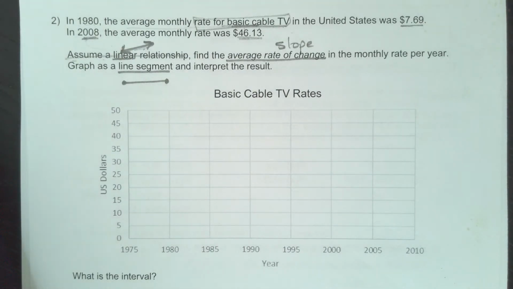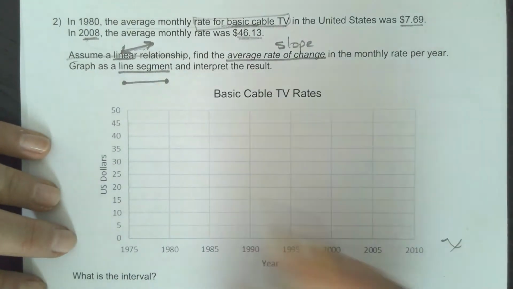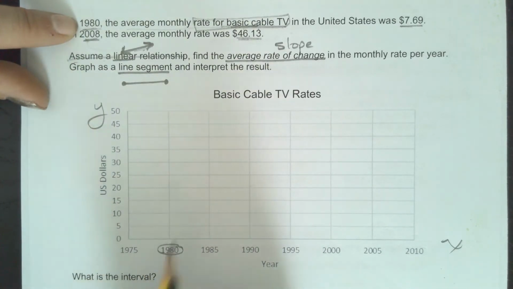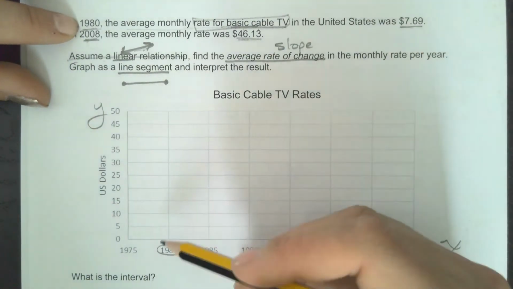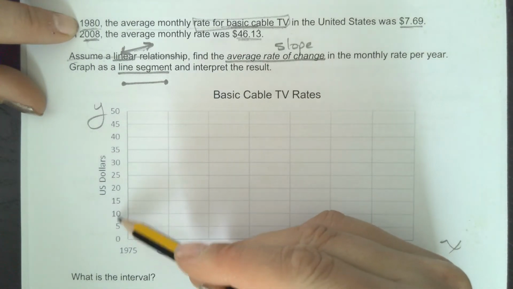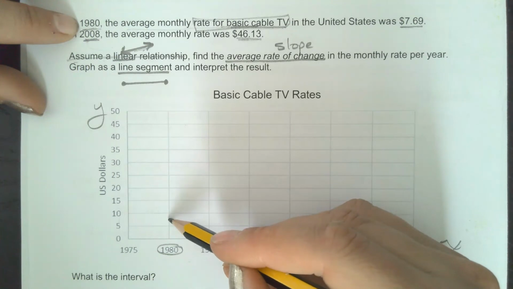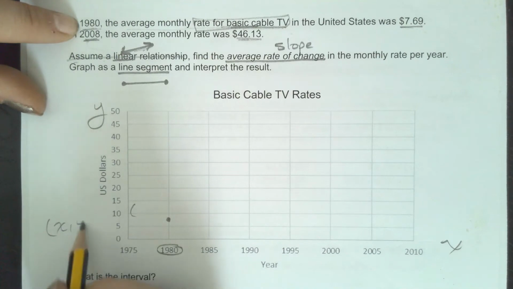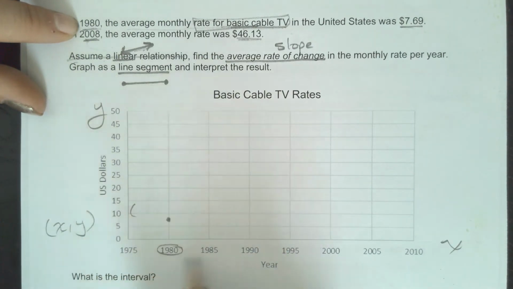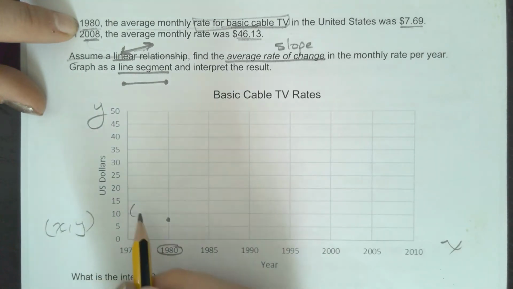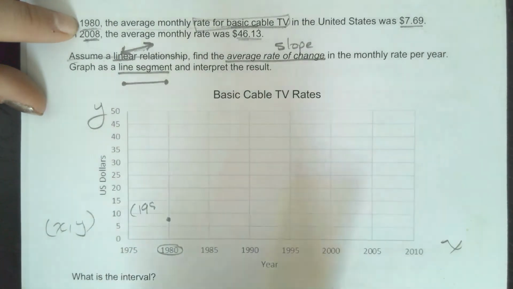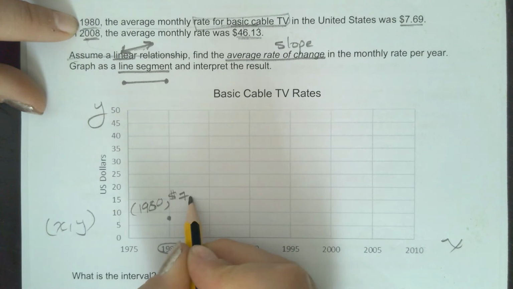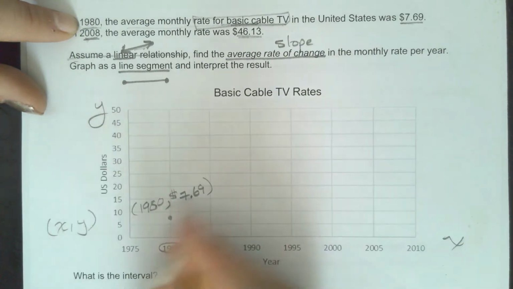So let's graph it. So here we have X and here we have Y, and it says in 1980, here's 1980, it was almost $8. Where's $8? Okay, so it's somewhere between 5 and 10, so that would be $7.50. So it's approximately there. So if I want to graph a point, it's always XY. Well, X is the year, so I'm going to put the year first. What is 1980? And then I'm going to put Y, which is the money. And it was $7.69. There's my first point.